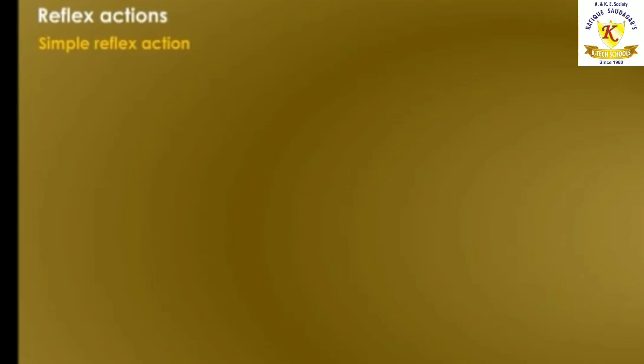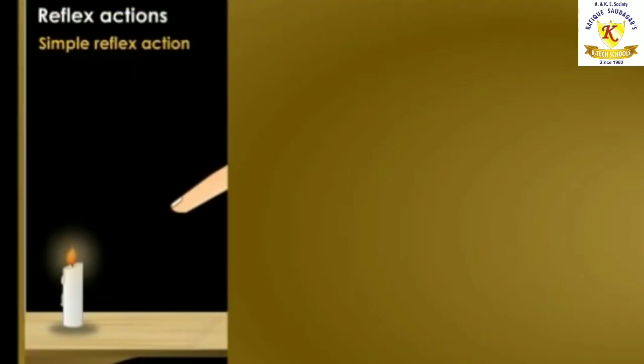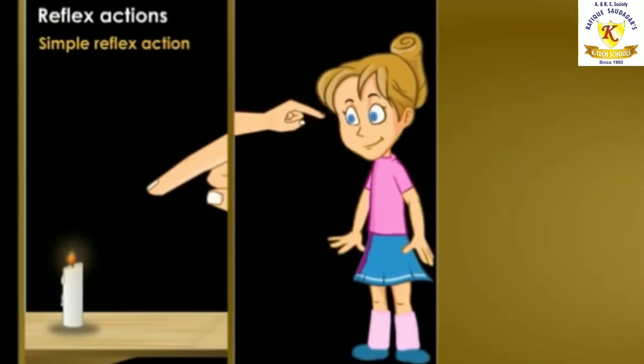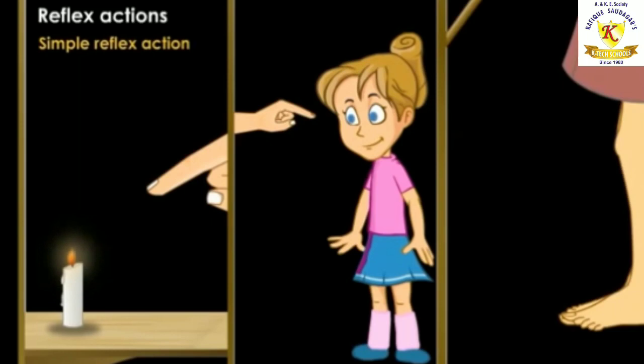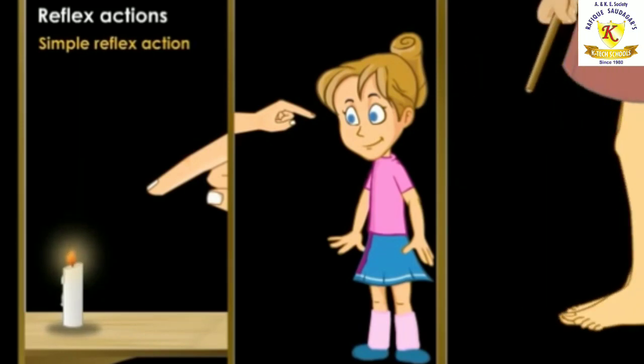The simple reflex action is a purely involuntary action. When a hot object is touched, the hand is withdrawn quickly. When an object approaches near the eyes, they start blinking. When the bone of the knee is tapped, the knee is jerked.